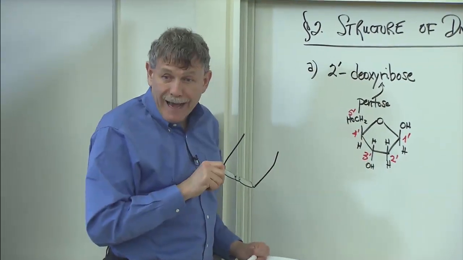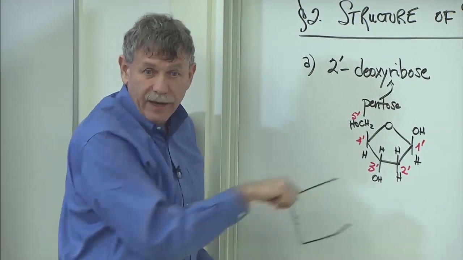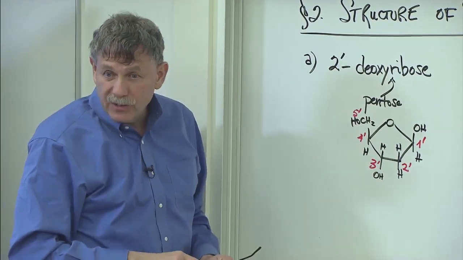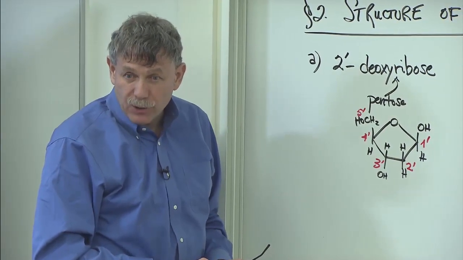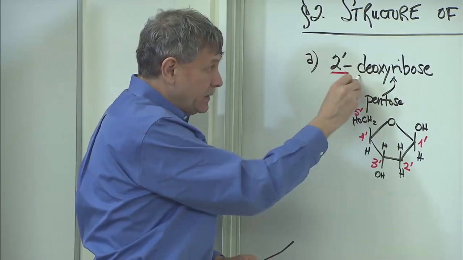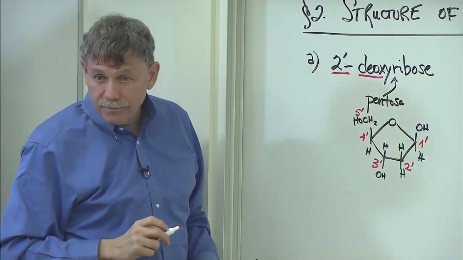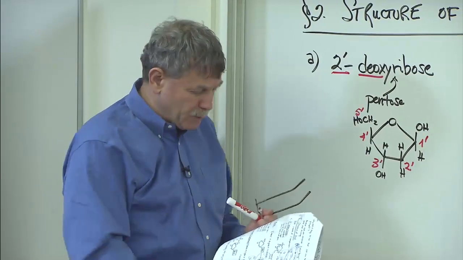A sugar should have a hydroxyl at every carbon, but this one doesn't. Instead of having hydroxyl, it's got no oxygen there, it's deoxy at the 2' position. So it is 2' deoxyribose. That's our sugar. Got that one? Good, that's the first part.